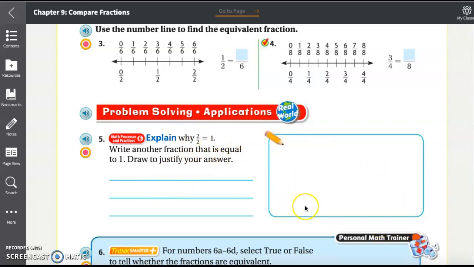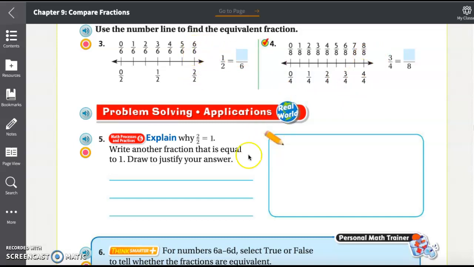So draw me 2/2, all right? That could be a square in half, and you shaded both parts. And if you just draw a regular square, it's also shaded. That's 1. And if you put 4/4, that's 1. And 8/8, that's 1. Okay? 8 over 8, 1. 2 over 2, 1.